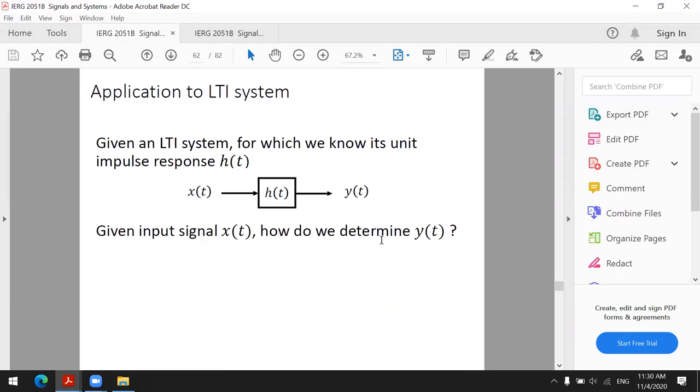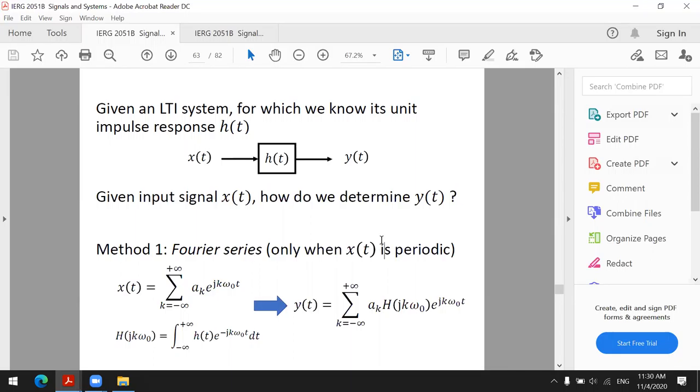And this property is useful when calculating the response of an LTI system to a continuous time signal x of t. Given the LTI system and its unit impulse response, last chapter we learned that if input x of t is a periodic signal, then we can calculate its Fourier series, and then we can calculate the output signal y of t, which is also periodic and has the same format of linear combination as the Fourier series of x of t, except that there is this capital H we learned how to calculate last chapter.